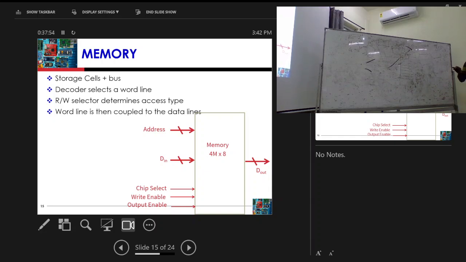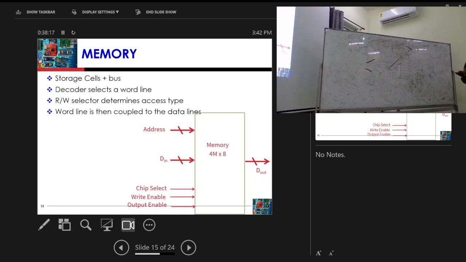Alright, so our next step. To read or write to SRAM, there's a very important signal known as the chip select. The chip select must be 1 before I can read or write to any SRAM. So our chip select must be 1. If the chip select is 0, I cannot read or write to any SRAM.